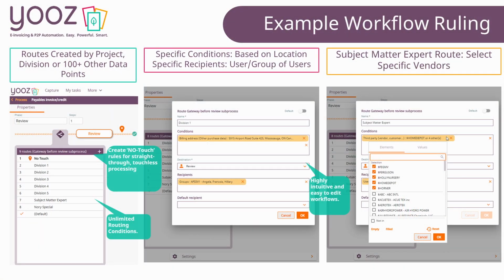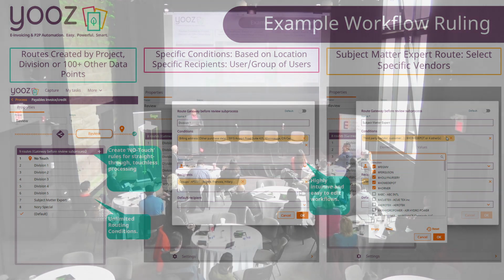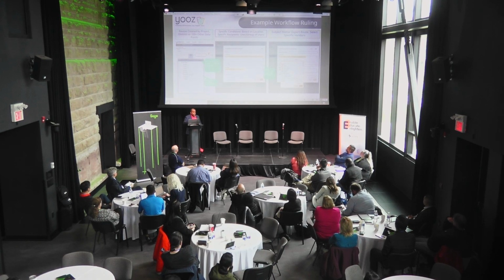So here's an example of a workflow. We'll see over here to the left, the no touch and then the other processes throughout. We can create rules by project, by dimensions, by divisions, about 100 plus data points. And then we'll see in the middle conditions, gateways, things like that we can do by users, groups, roles. I will point out, though, that if you do come on with Yooz, everybody gets a dedicated implementation specialist. This person is with you from start to finish. And then once you're done with implementation, you have a dedicated customer support rep from there. Always with you from start to finish, which is really nice.